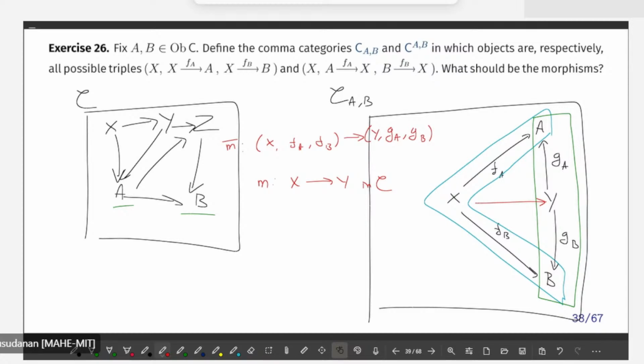The resulting diagram, those two triangles should commute. So this should commute and this should commute. Only then I will call it a morphism. Only then I will consider it a morphism.